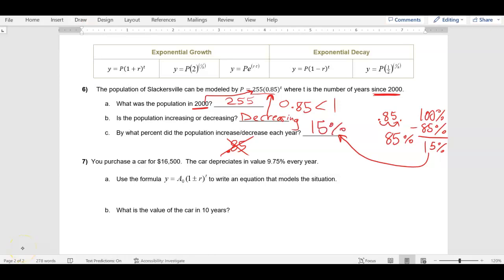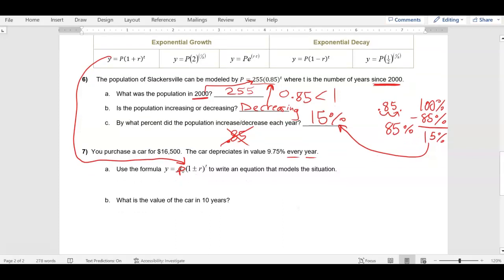All right, you purchase a car for $16,500. The car depreciates in value every year. So this is not continuous, it's just every year, so we're going to use this formula. This is the same thing, like this is your P. To write an equation that models the situation, what does my P equal? What's my initial value?